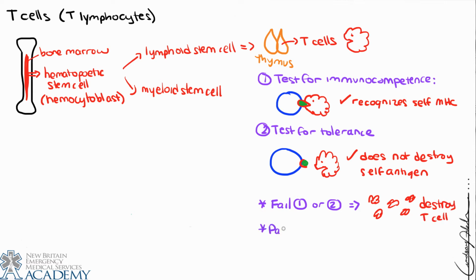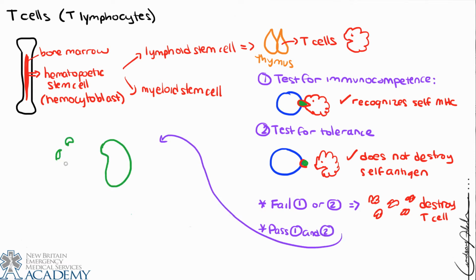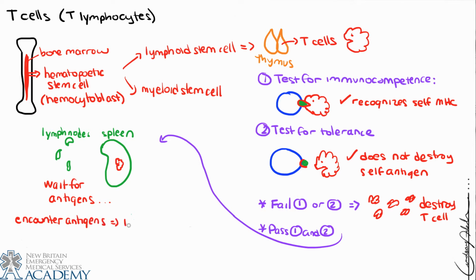But if it passes both, it will then be transferred to the secondary lymphoid organs like the spleen and the lymph nodes. And that's generally where it's going to encounter antigens. So they're just going to hang out, wait for antigens to show up, and then when it meets the antigen that it's supposed to meet, it will confer the appropriate immune response.